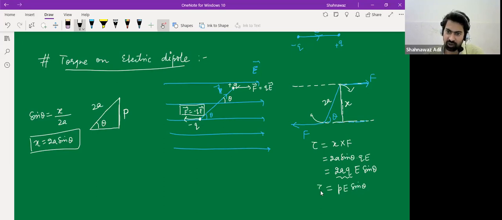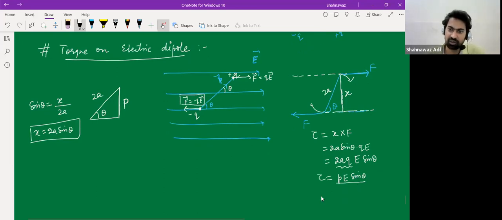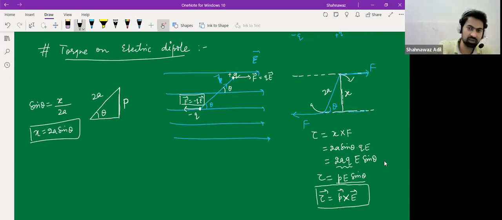Okay, so this is the torque. And we know that this is the magnitude of a cross product, right? So the torque would be P cross E. Sir, how is 2aq P?